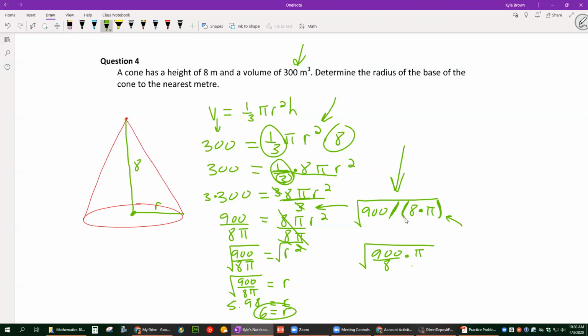900 divided by, bracket, 8 times pi. Yeah. Okay. Okay, I got 35 now, so I can square root that number. Yeah, exactly. That should be right, because the square root of 36 is 6, right? So we'll be a little bit less than 6, which makes sense. Yeah, I got 5.98. Perfect.